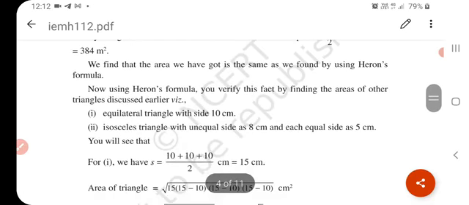Now using Heron's formula, verify this fact by finding the area of the other triangles discussed earlier, like the equilateral triangle with side 10 cm, or the isosceles triangle with unequal side 8 cm and each equal side 5 cm. You will see that when we calculate it, the area will be equal to what we found with the earlier formula. Okay, understand?